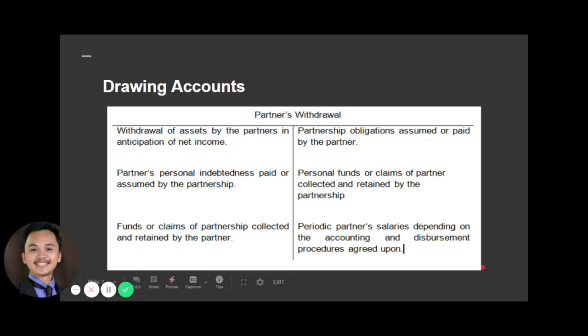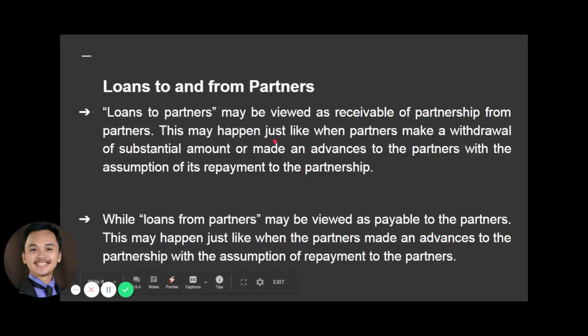The next one is loans to and from partners. So usually we use loans to and loans from partners. If not all, most of the students are somehow confused on the term loans to and loans from partners. But again, to clarify things, loans to partners may be viewed as receivable of partnership from partners. This may happen just like when partners make a withdrawal of substantial amount or made advances to the partners with the assumption of its repayment to the partnership.